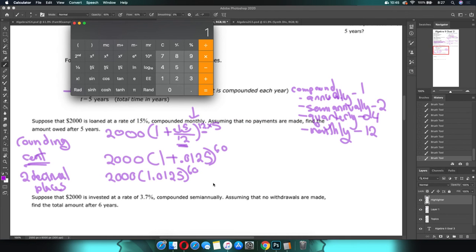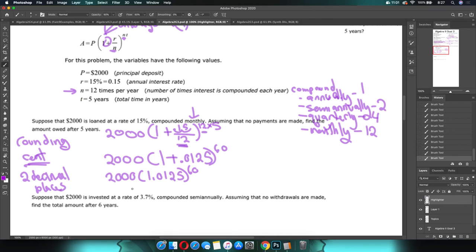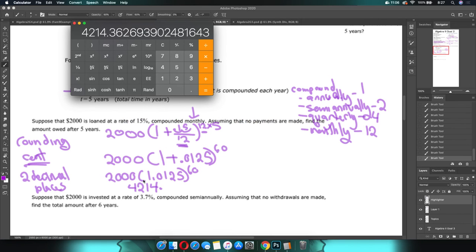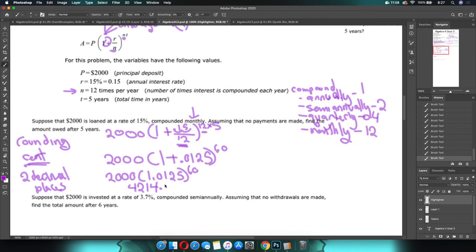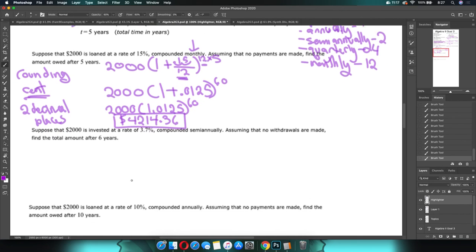So 1.0125 to the power of 60 equals that unholy mess times 2,000. And what do we have? 4214. And then what's my decimal? 36 or 37? 36. And that's going to be our final answer. And you realize, other than being a little bit more careful with the calculator, this actually isn't that bad. And we go through it again.